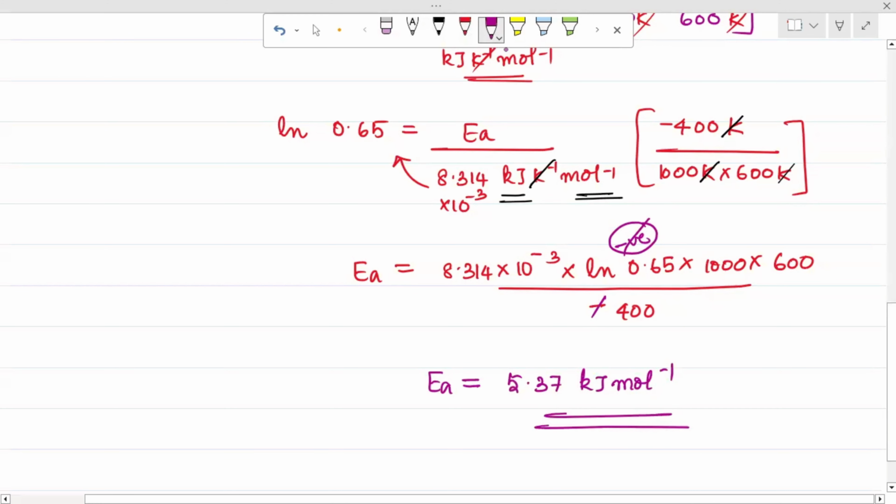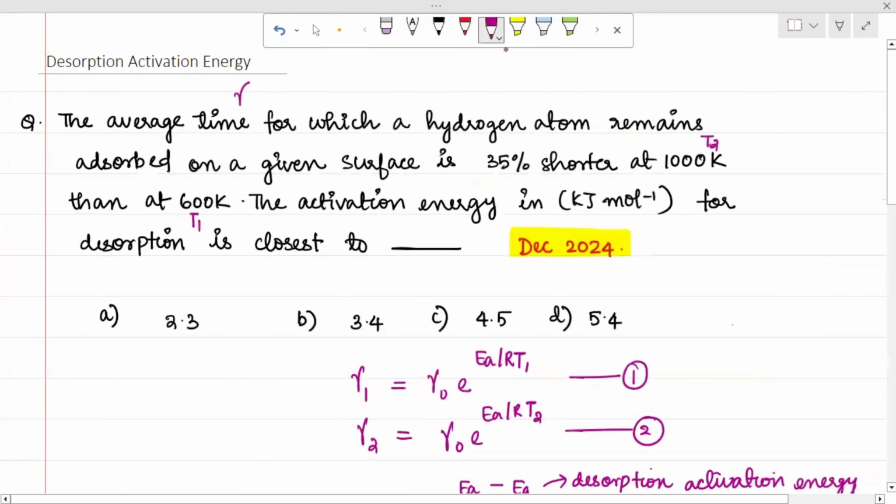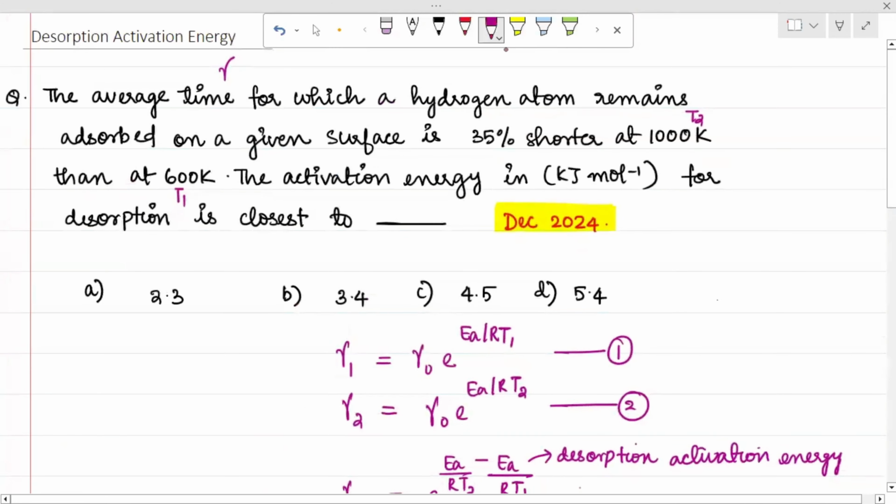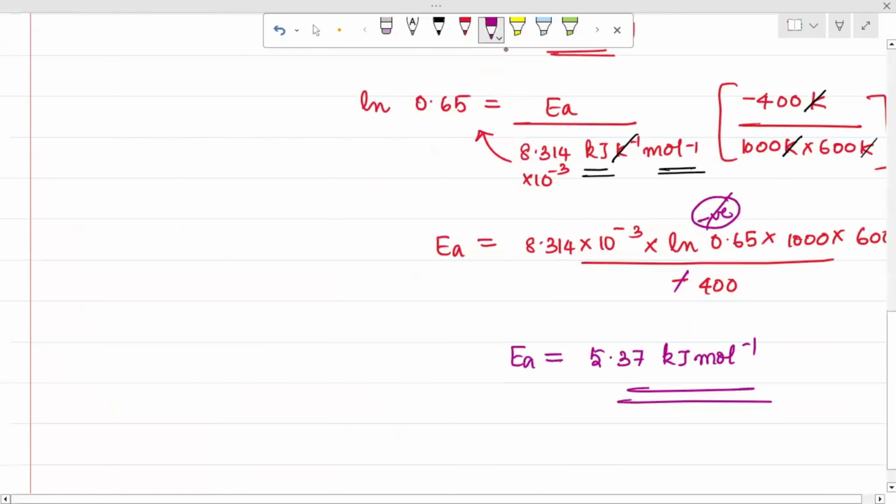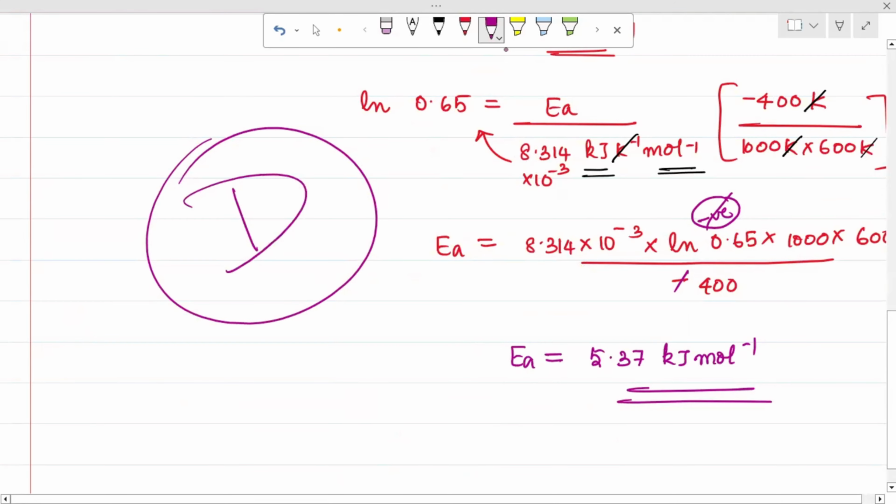In the question, they have asked us to round it off to the closest value among the options A, B, C, D. In option D, you can see 5.4. What we have got is 5.37, and hence the correct option is option D. All right, I hope you have got an idea now. We'll see you in the next.